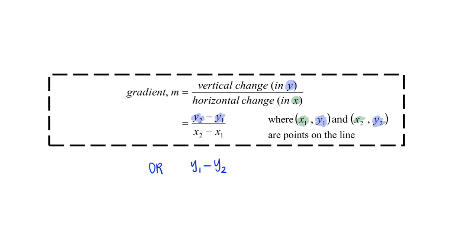So given the x coordinates, x2 minus x1, or x1 minus x2. Now, these two formulas work. And we shall now look at examples to illustrate how we make use of this formula.